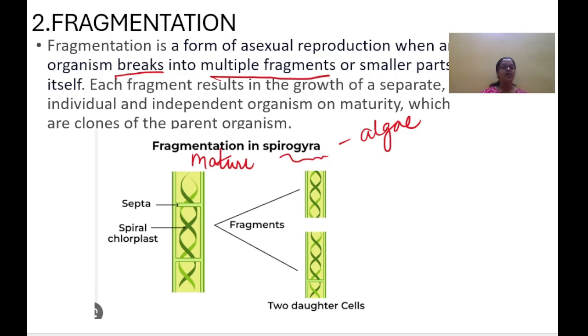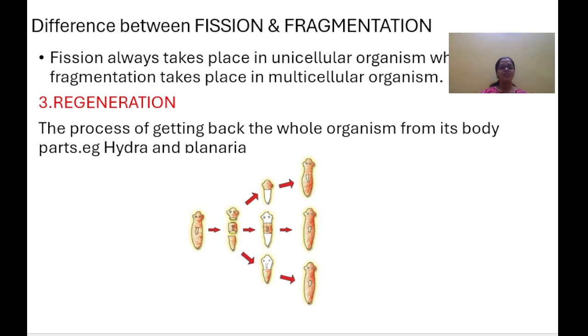Before going to the third type of asexual reproduction, let's see the difference between fission and fragmentation, which is also usually asked. Fission always takes place in unicellular organisms while fragmentation takes place in multicellular organisms. This is a major difference between these two types of asexual reproduction.